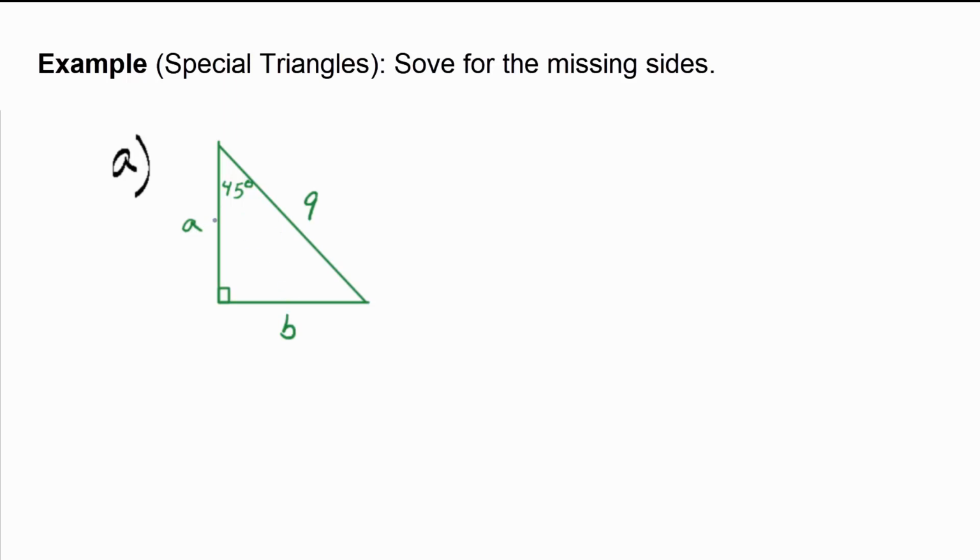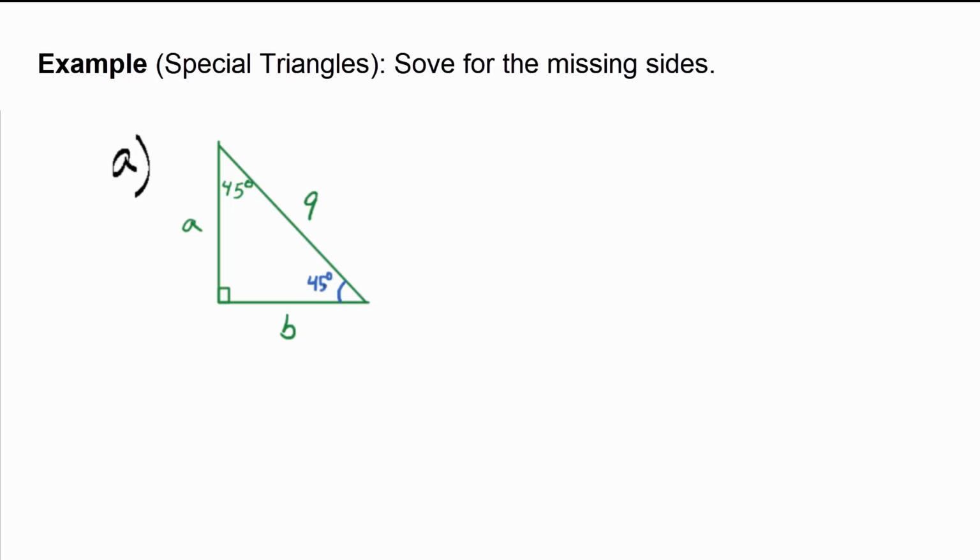We're not given the 2 legs, so if we're not given 2 out of the 3, A, B, and C, how can we possibly solve for the missing side? Well, you have to remember something about a 45, 90, 45 triangle, or most people call it a 45, 45, 90 triangle. How do I know the other angle is 45, by the way? How do I know this angle is 45?